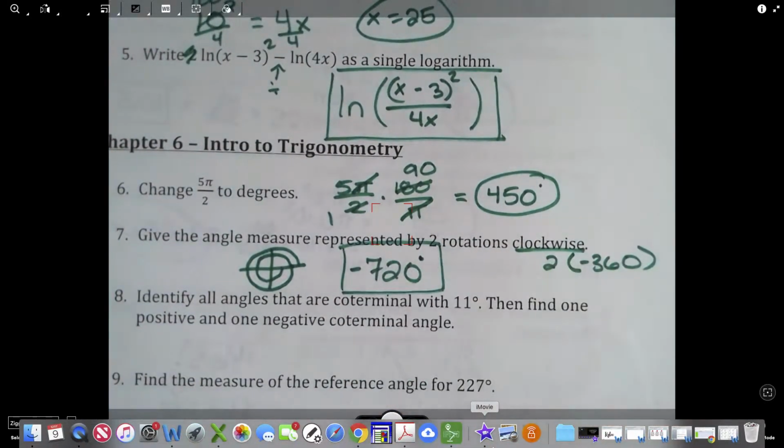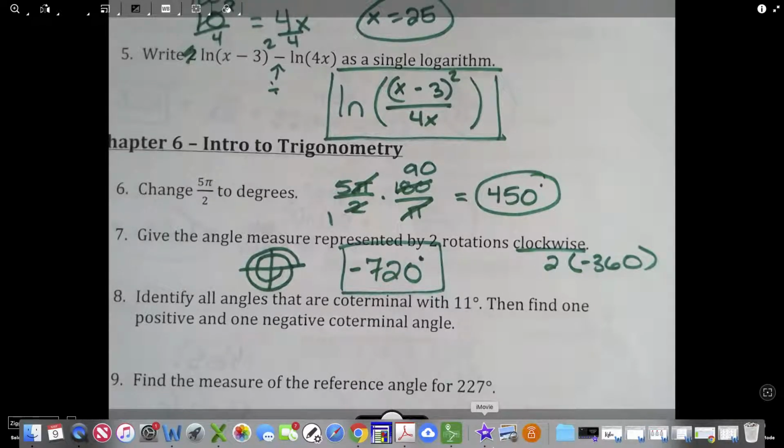Okay, identify all angles that are coterminal with 11 degrees. They want all angles, every single angle. How many angles are coterminal with 11 degrees? If you keep adding 360 and adding 360 and adding 360, there's an infinite number of angles that are coterminal with 11 degrees. And then you subtract 360 and there's an infinite number of those. So how do I represent all of them?